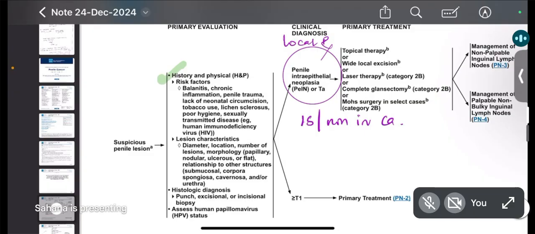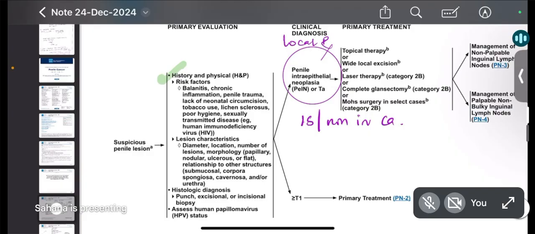Then you will acquire a histological diagnosis by biopsy depending on the size. For a large ulcerated lesion, you will take an incisional punch biopsy. If it's a very small lesion, the patient will undergo excisional biopsy, and you will assess for HPV status. Then you will check for inguinal nodes.